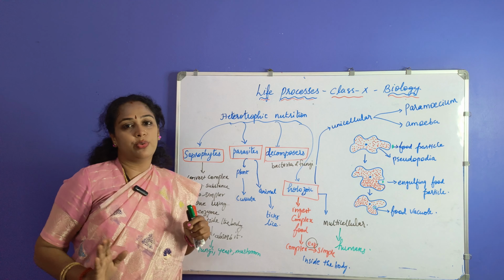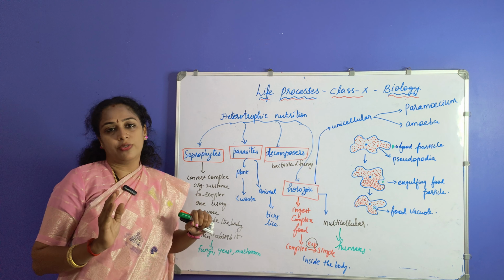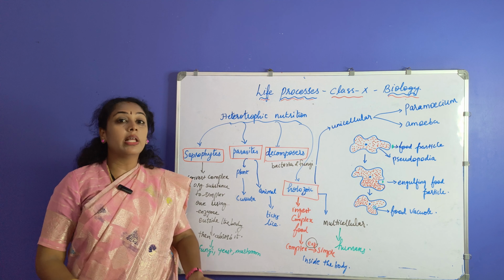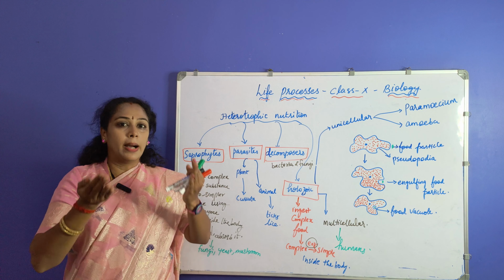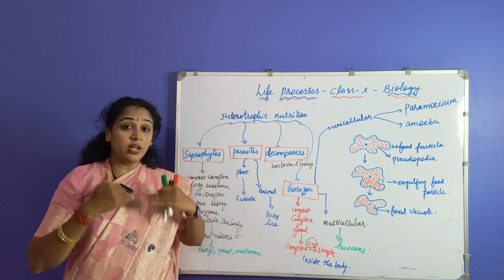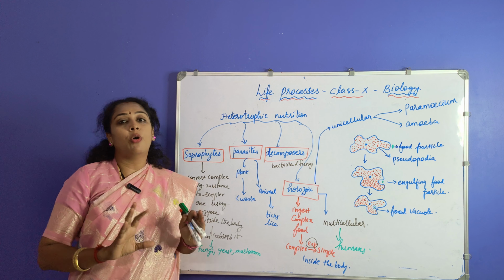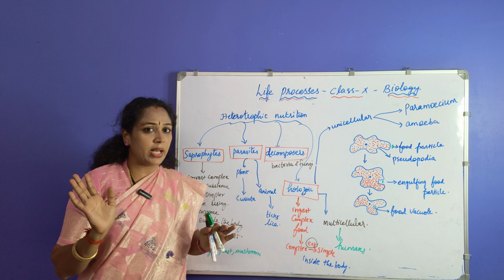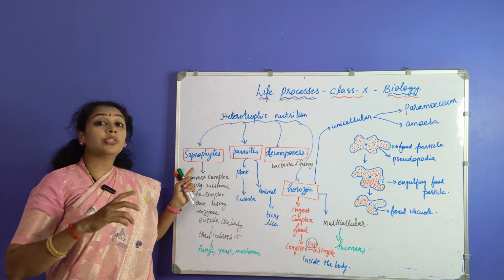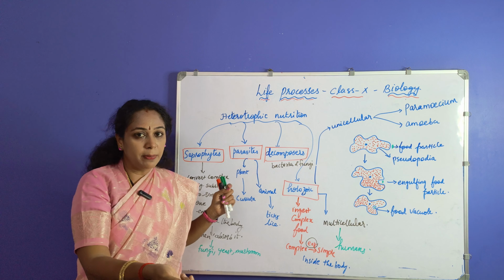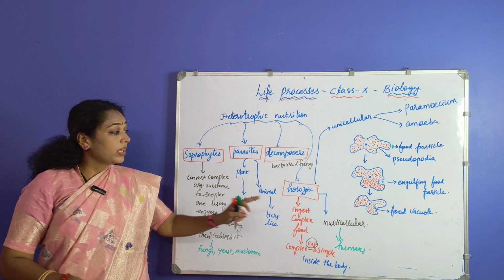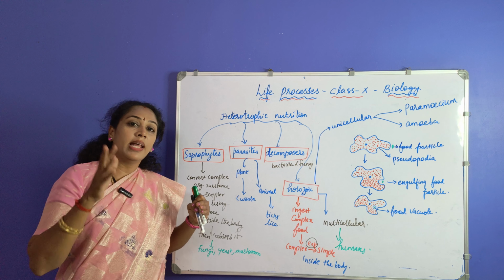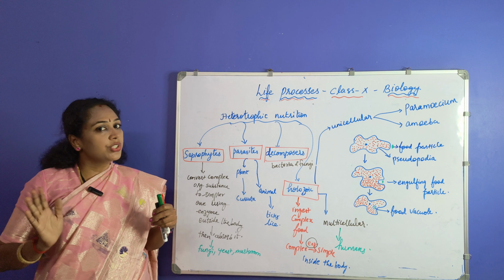The last mode of nutrition is the holozoic mode of nutrition. What happens in the holozoic mode of nutrition is that the organism will ingest the food completely. After ingesting, inside the body only, the complex substance is converted into simpler substances, again using enzymes. Whereas in a saprophyte, the conversion of complex into simpler substances happens outside and the simple form is absorbed. Here, it will ingest completely, and after ingesting completely, it will convert the complex substance into simple substances.